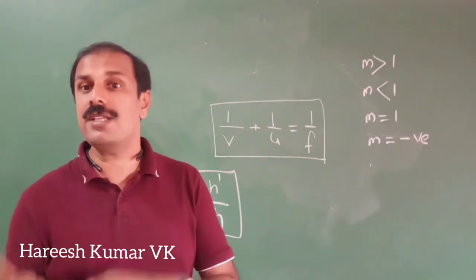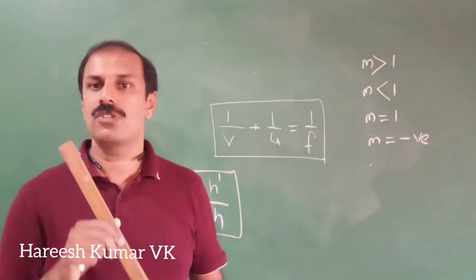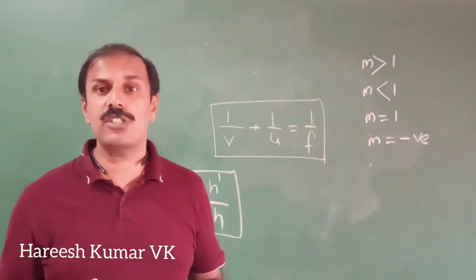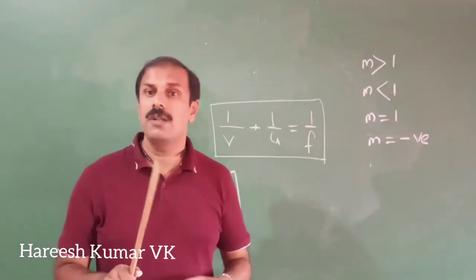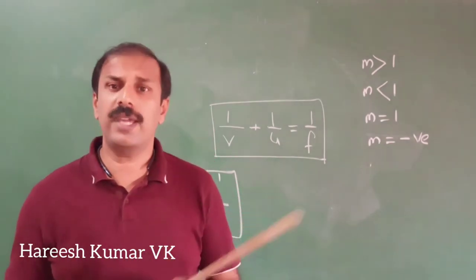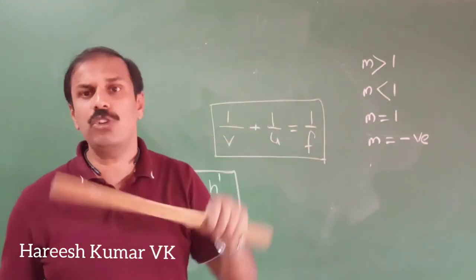But if it is minus half, what is the meaning? The size is half only, but it is inverted. So if it is 2 and minus 2, it means it is inverted. So you should remember the magnification will be positive in the case of a virtual image, and in the real image, when it is inverted, it will be negative.